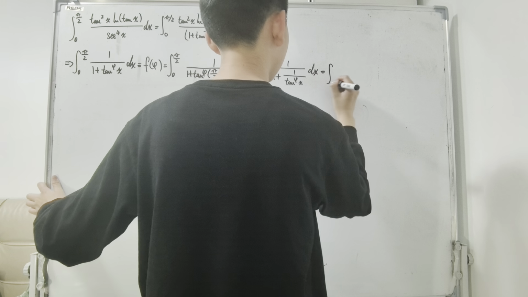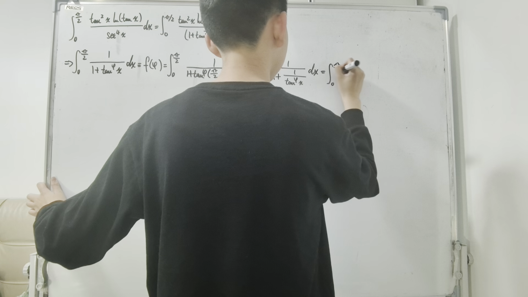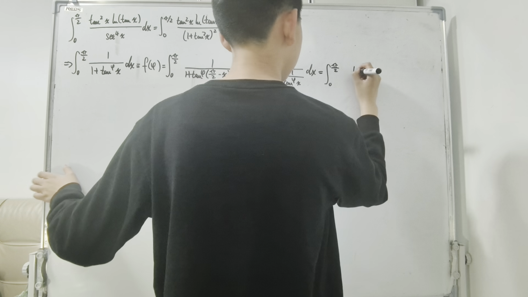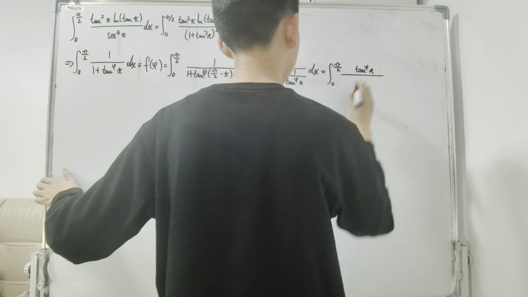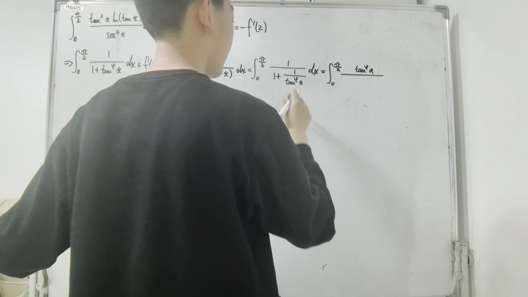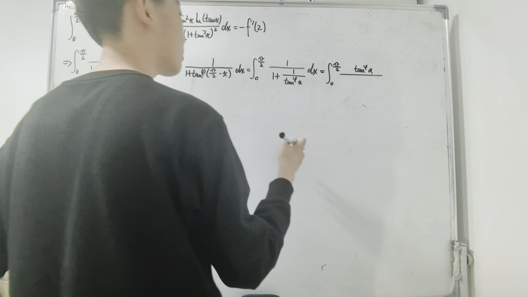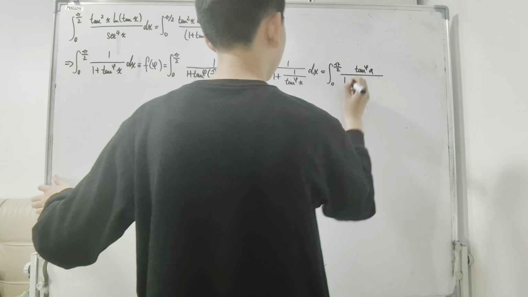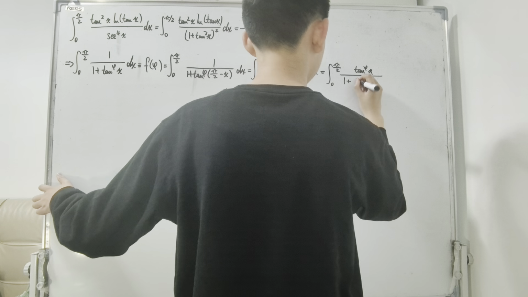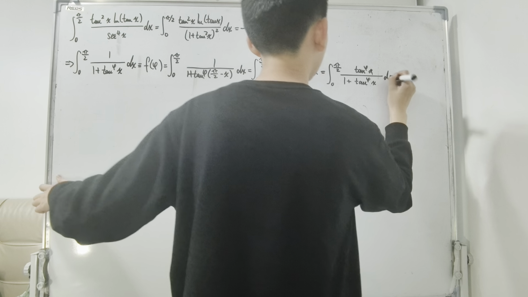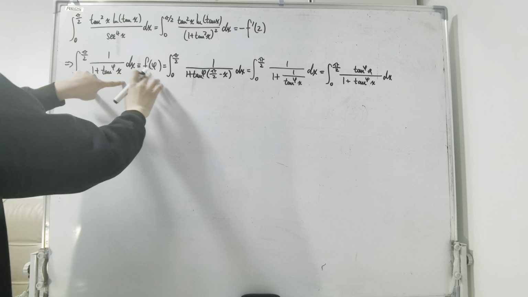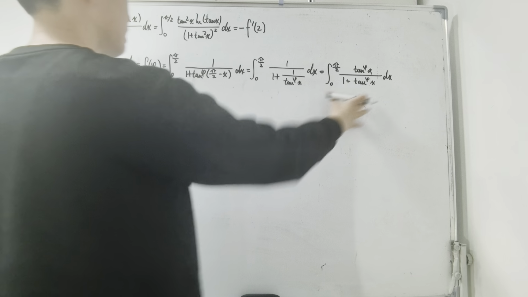And then we get the integral from 0 to pi over 2. Top is tangent to the phi of x, divided by, this becomes tangent to the phi, but I'm going to put it to the back because I want it to match. We have 1 here, and then plus tangent to the phi of x dx. Cool. So this integral here is now equal to this thing.